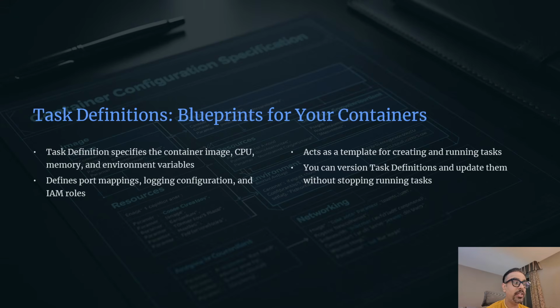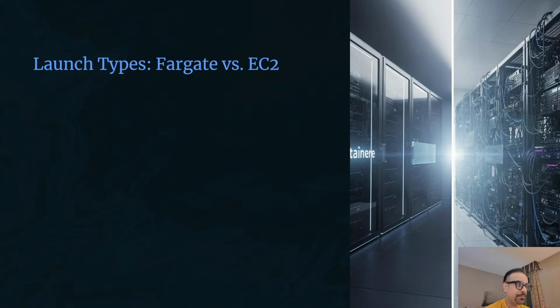Finally, you specify the IAM roles. What AWS service should this container be allowed to access? And this is crucial for security. Task definitions are versioned, so you can create a new version when you want to update your application without affecting a running task. This is powerful because you can gradually roll out updates, stop the old version, and start the new version with different deployment strategies.